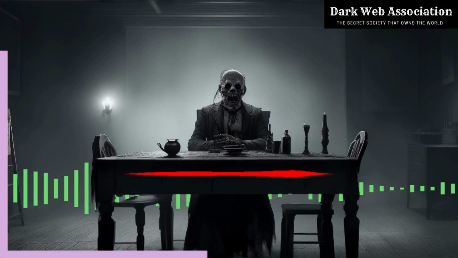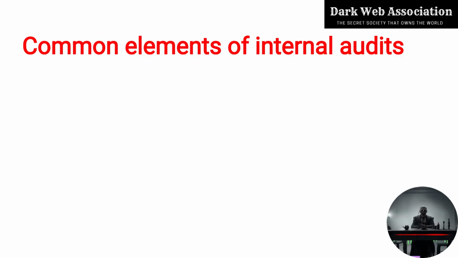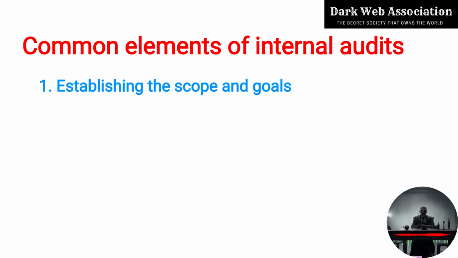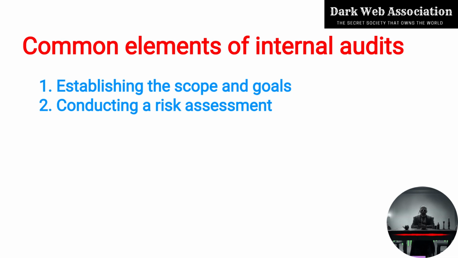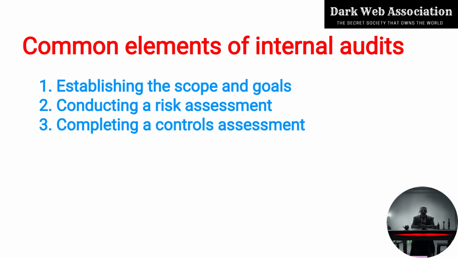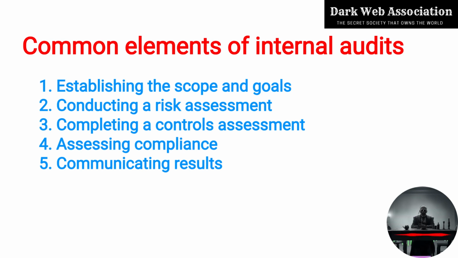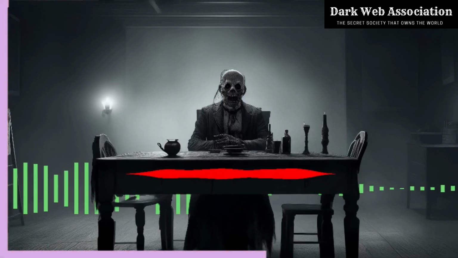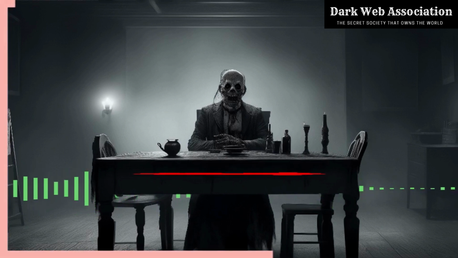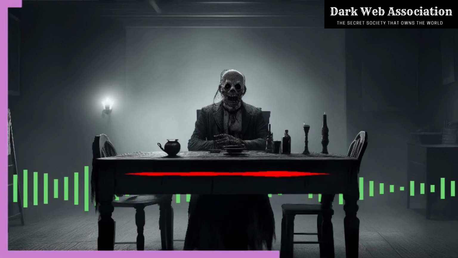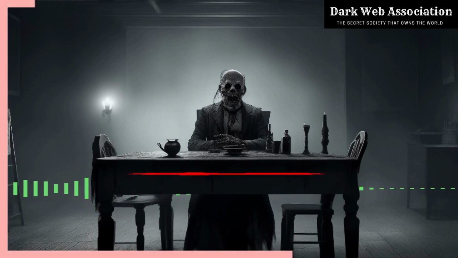Now that we've discussed the purposes of internal audits, let's cover some common elements of internal audits. These include establishing the scope and goals of the audit, conducting a risk assessment of the organization's assets, completing a controls assessment, assessing compliance, and communicating results to stakeholders. In this video, we'll cover the first two elements, which are a part of the audit planning process, establishing the scope and goals, then completing a risk assessment.